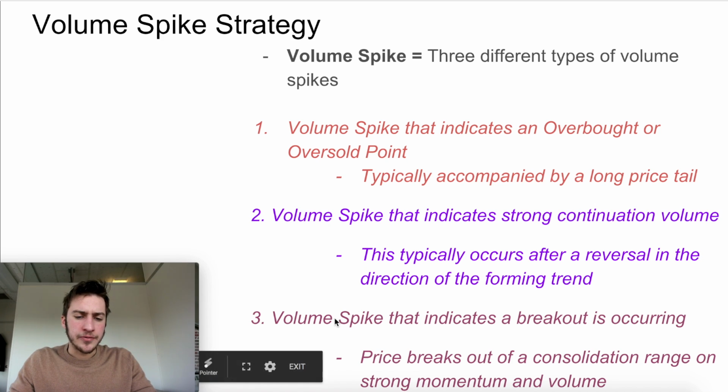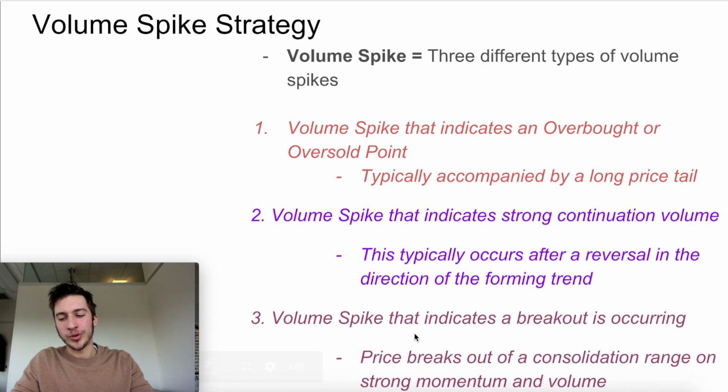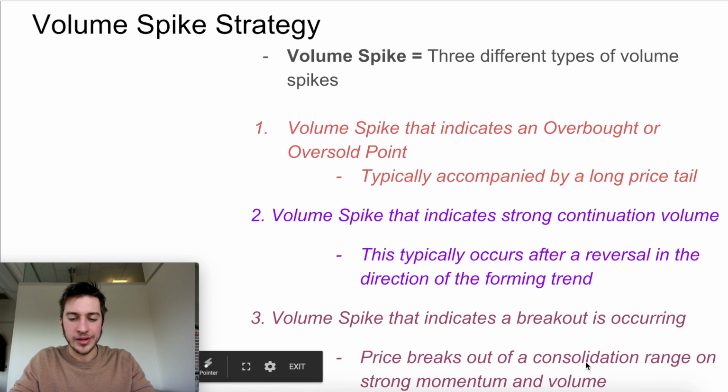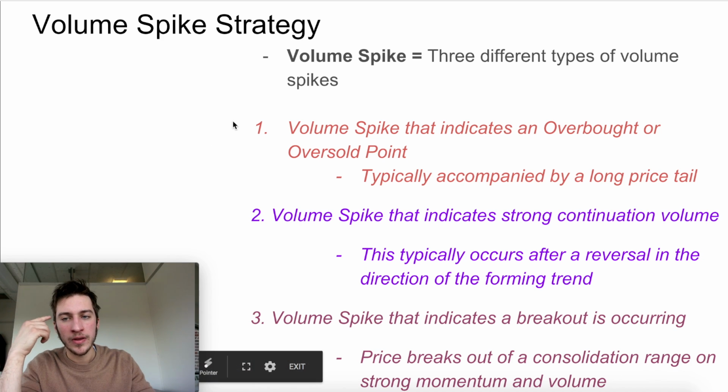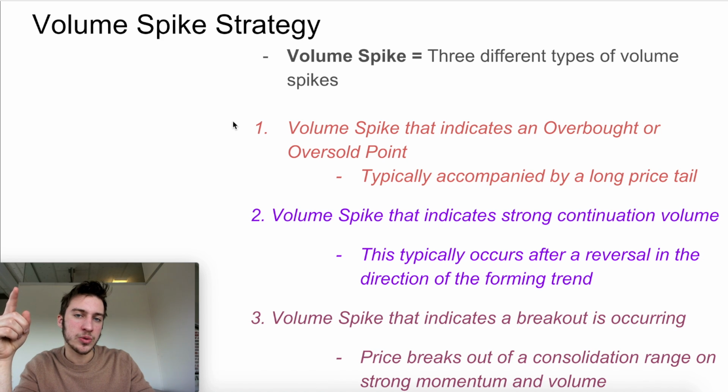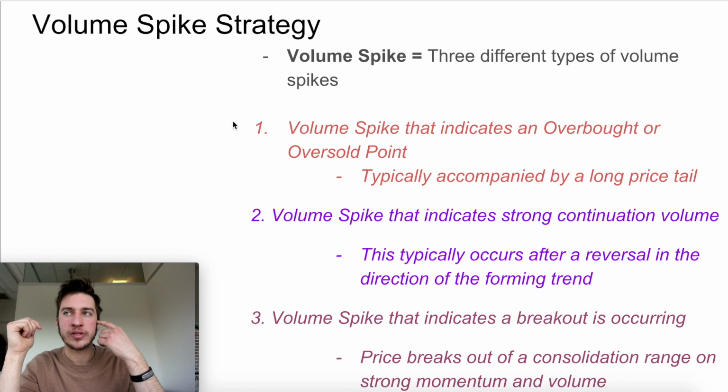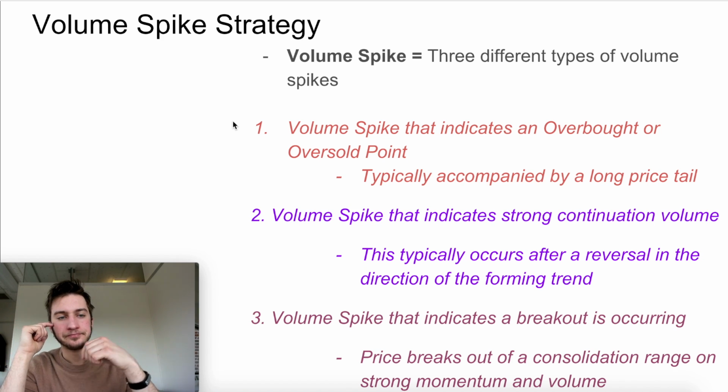Okay, third thing here, the volume spike that indicates that a breakout is occurring. This one's typically pretty straightforward. What you're going to see is a consolidation range, typically. And when price breaks above or below that consolidation range, you need to see very high volume. You need to see a volume spike. Because what that shows you, if price is breaking out above a consolidation range, is that demand is very high at those price levels above resistance, which also tells us that price is likely to continue moving upward in that direction. All right, enough of me talking. Let's get started.